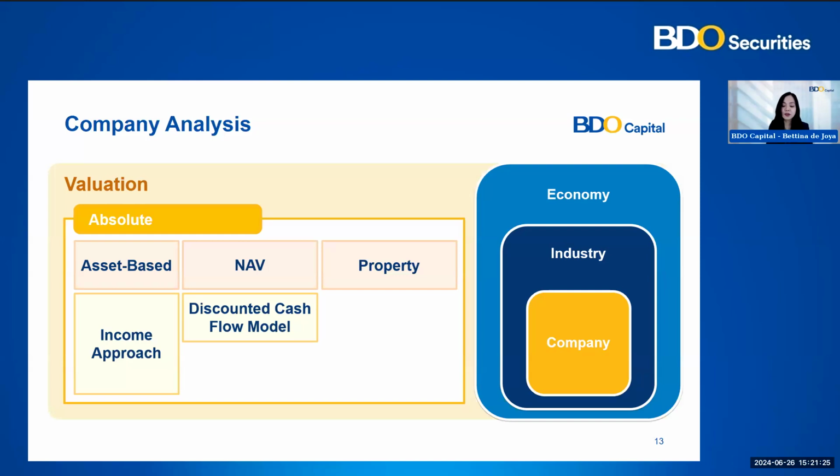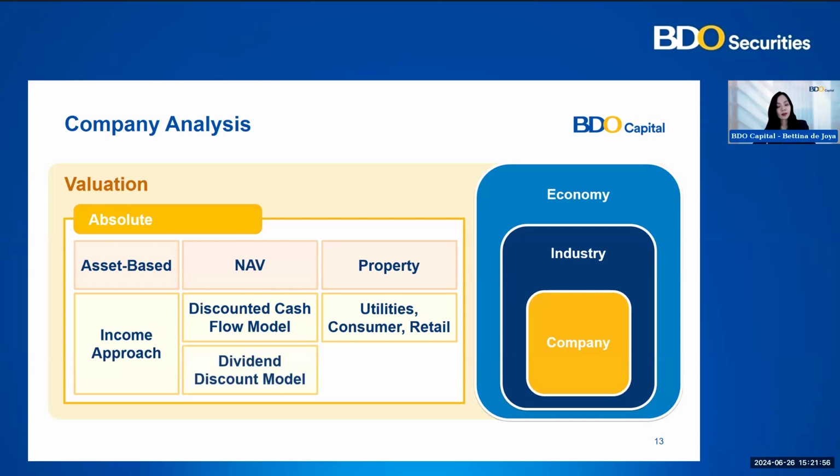Because it requires forecasting future flows, the use of this method is normally limited to stable companies that have already established very predictable and easy to estimate cash flows. So because of that, this normally applies to companies in the utility sector, well-established consumer names, and retail. Another method under income approach is the dividend discount model, which is very similar to DCF, except it uses expected dividends instead of projected cash flows. So because of that, it works better for companies with more predictable dividends, such as REITs.